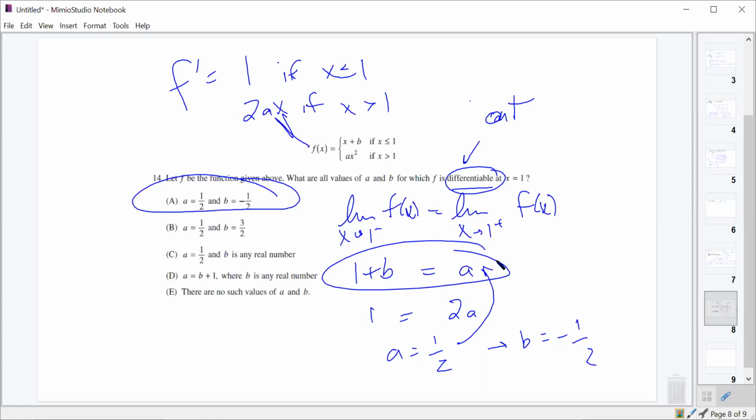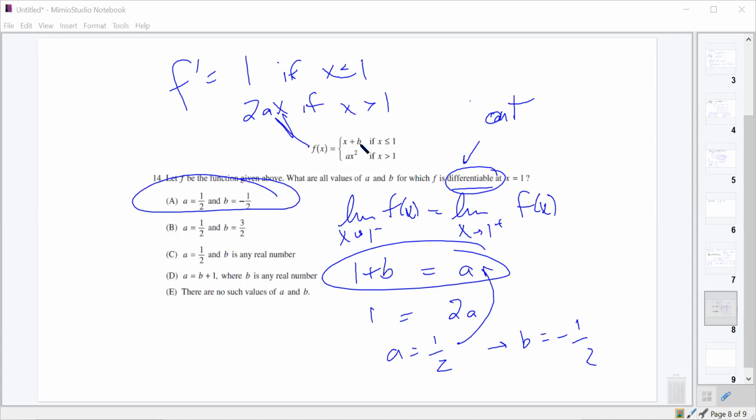Yeah, thank you. Anybody have any questions? Can you explain where you got the 1 plus b equals a? The limit as x approaches 1 from the left is 1 plus b. Right, if the function is x plus b, as x approaches 1 from the left, that's 1 plus b. And for the limit as x approaches 1 from the right of f of x, I just plugged in 1 for x on the bottom piece, from the right part of 1. So that's a times 1 squared, or just a.